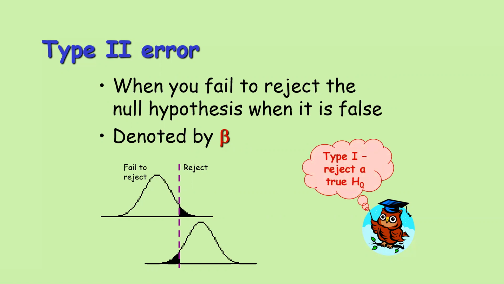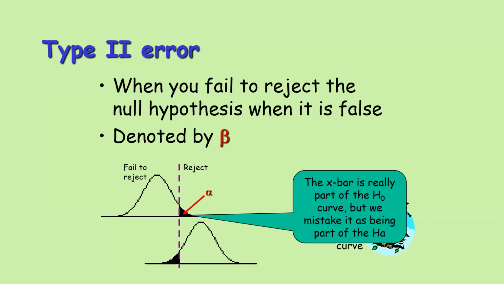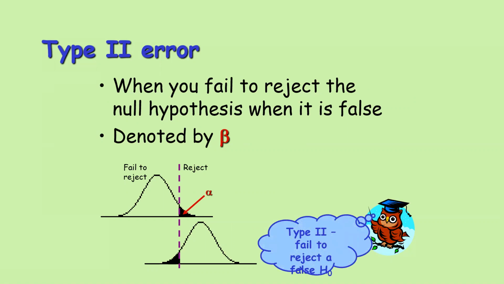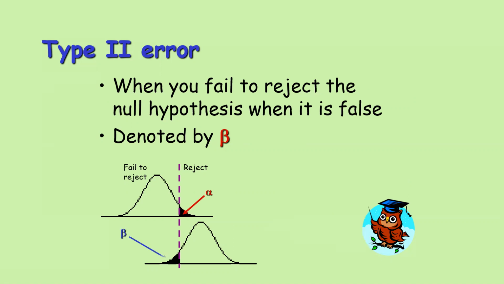So type 1 is rejecting a true null, alpha. And type 2 is failing to reject a false. Think FF, denoted by beta.